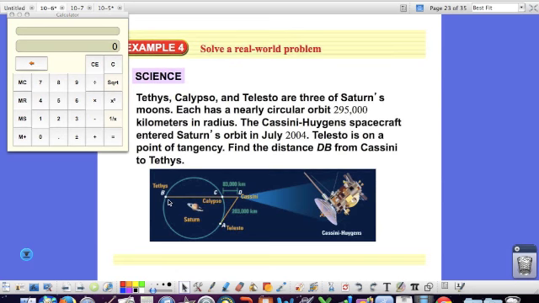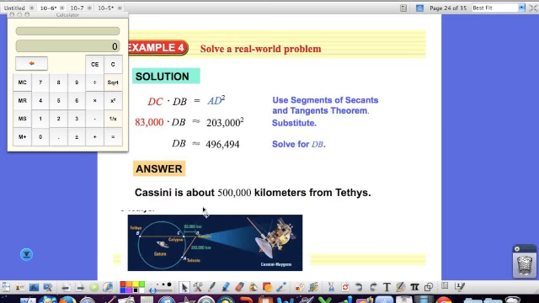So once again, we're going to be squaring this tangent distance and then setting that equal to the external secant segment times the entire secant segment. And I believe the next page here is going to take you through that math. So as we said, we're going to set this up here. DC is the external part of the secant segment times DB is going to equal 203,000 squared.